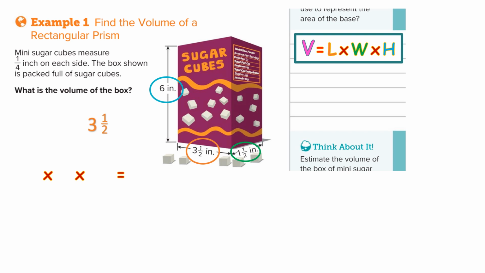Once again, just like the previous problem, let's start at the bottom. I'm going to multiply and add. 3 times 2 is 6. 6 plus 1 is 7. I keep my denominator of 2. So I know I'm going to use 7/2 for my length.